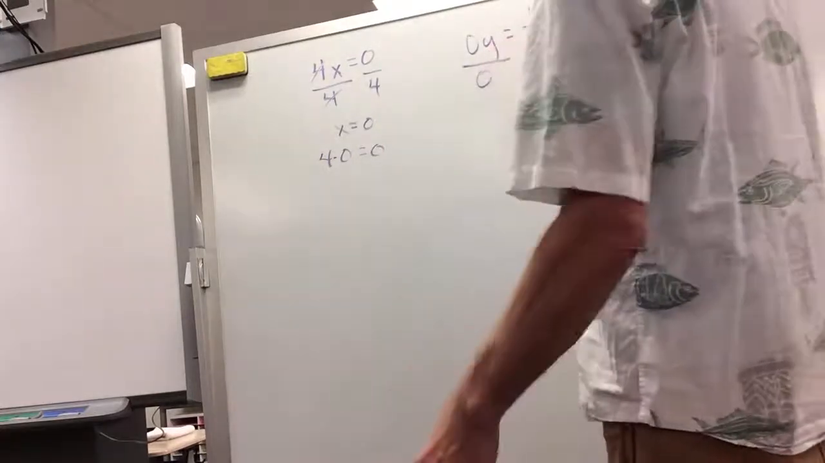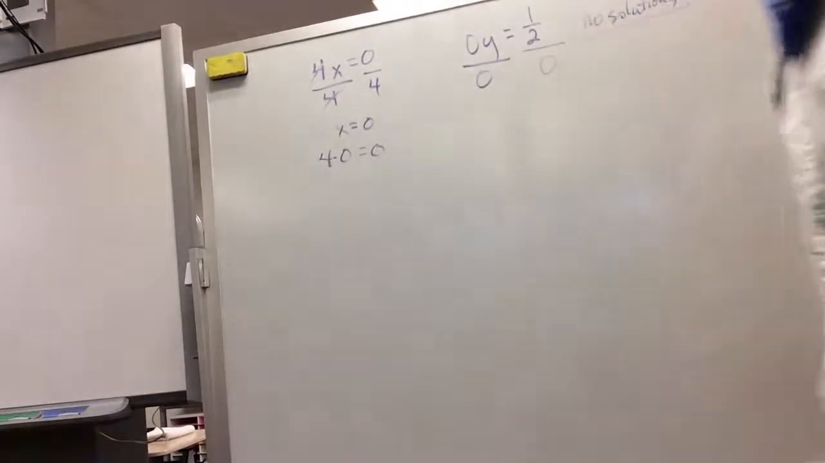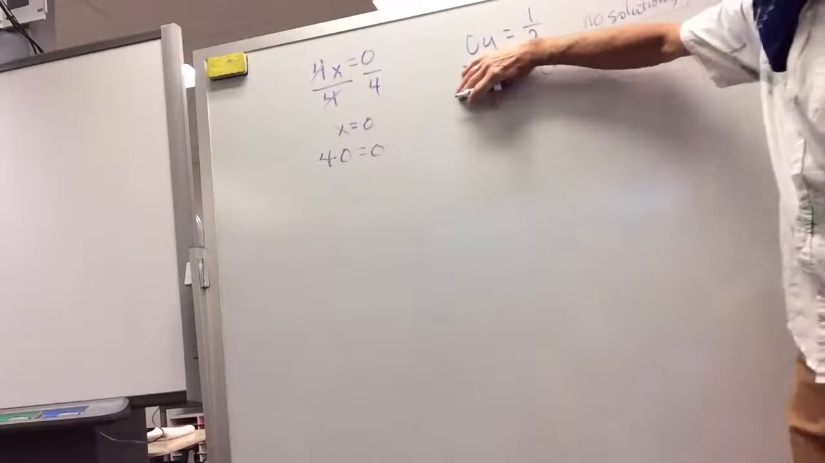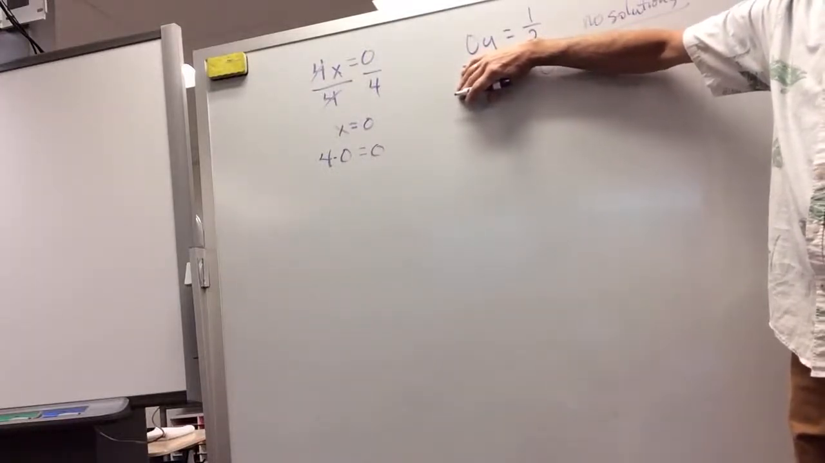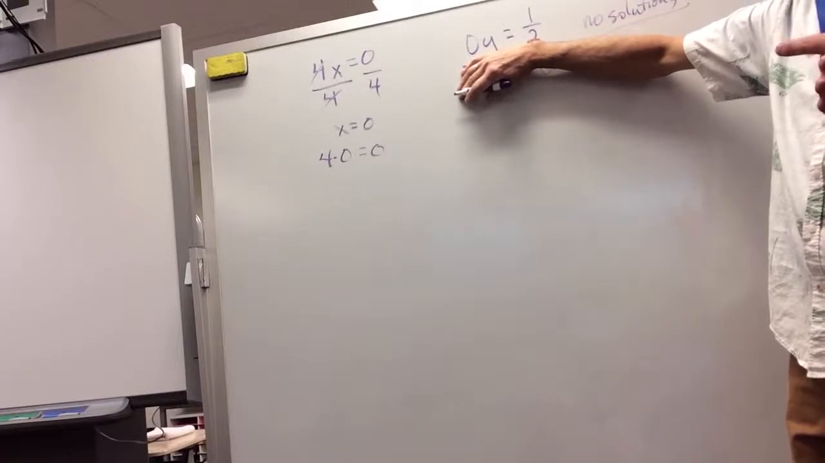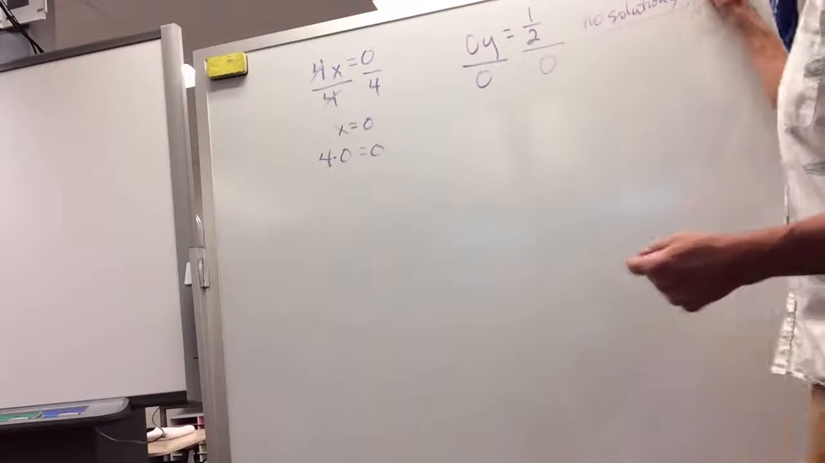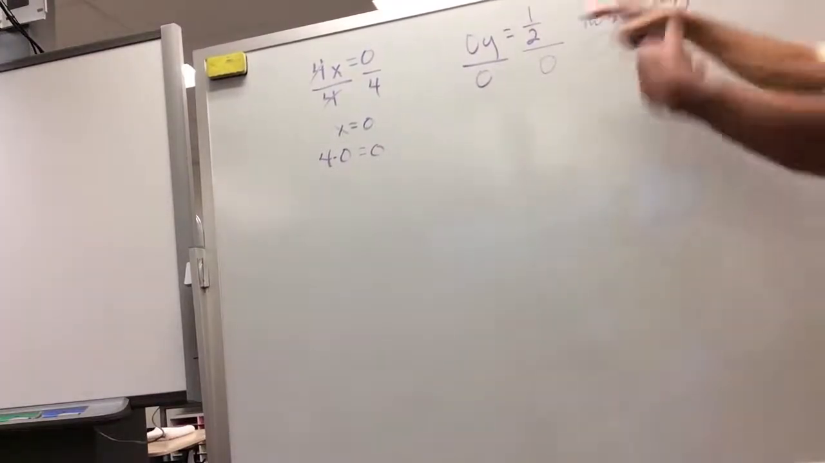In this case, just like the example I showed you yesterday, there's no solution. If we go back to the original one, there's no number that you can multiply by 0 to get a half, because 0 times any number is 0. So there's no solution. You could also write that this is undefined.